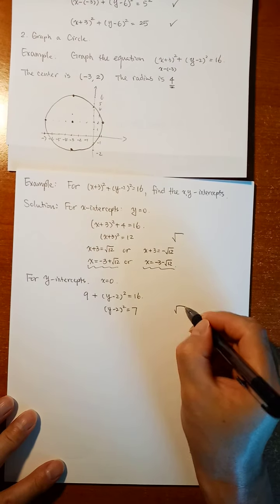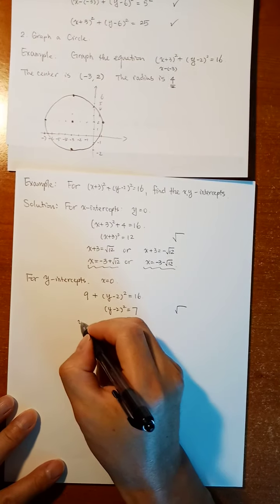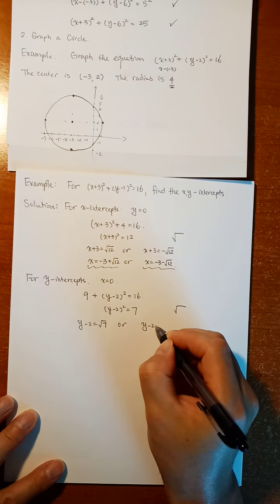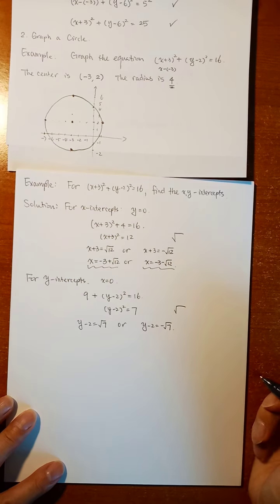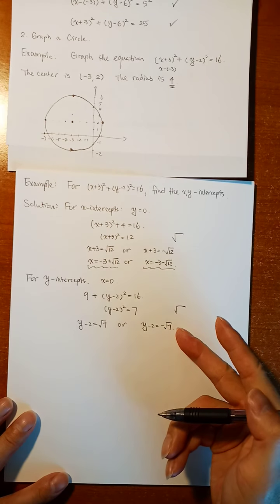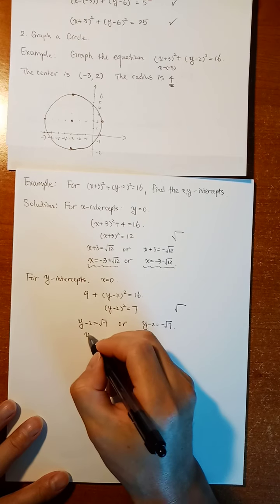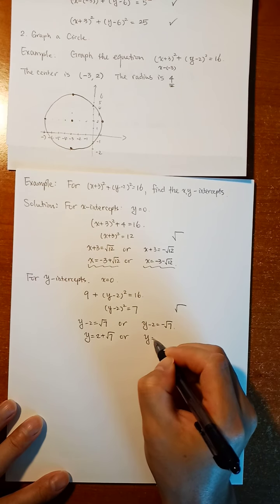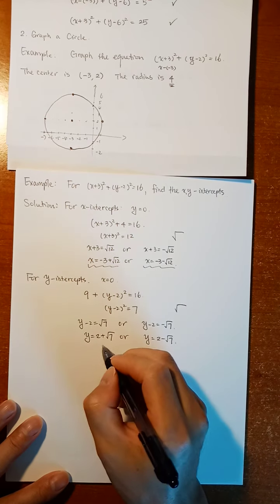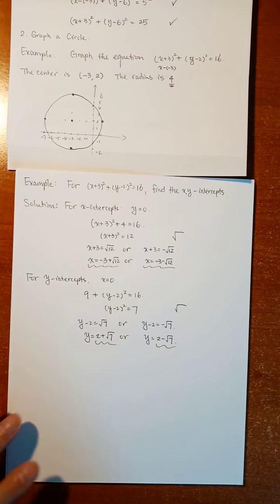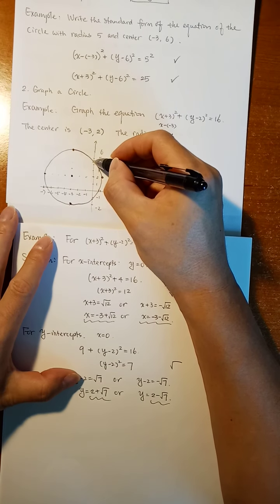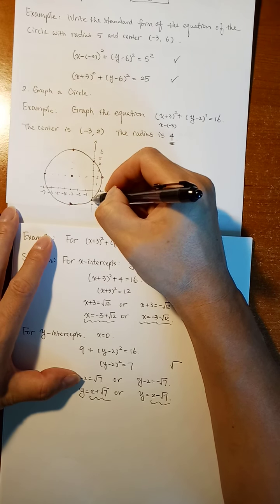And again, you're going to take the square root of two sides. You will get y minus 2 is a positive square root of 7, or y minus 2 is negative square root of 7. Again, two square roots. And then you move 2 to the right side, you get y equal to 2 plus square root of 7, or y is equal to 2 minus square root of 7. So you have two y-intercepts. So you see here, this is 2 plus square root of 7. This is 2 minus square root of 7.